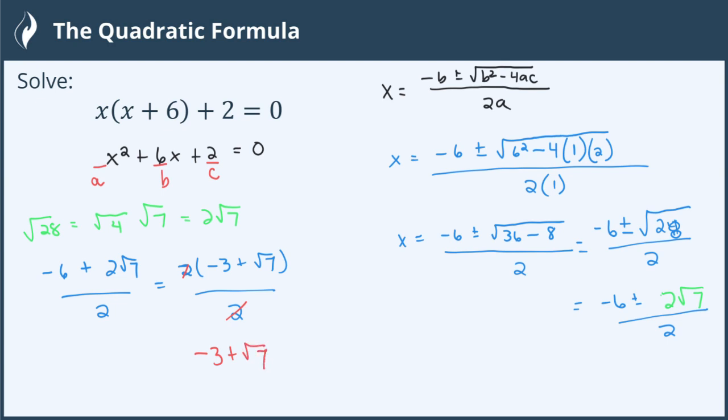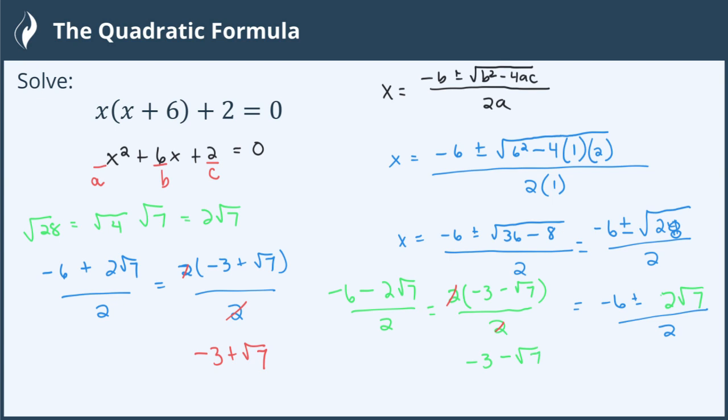But we had plus or minus over here, so we're going to do it again. But this time we're going to have negative 6 minus 2 times the square root of 7, over 2. And again, we're going to factor out a positive 2, is what I should have said. We're left with negative 3 minus the square root of 7 when we factor that out, all over 2. And again, our 2's cancel. So our final answer becomes negative 3 minus the square root of 7.